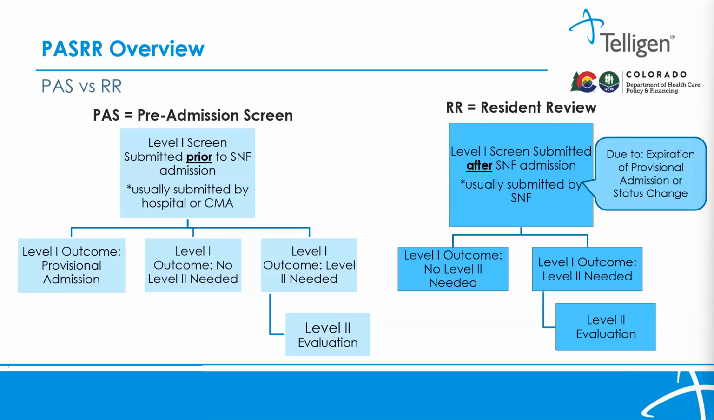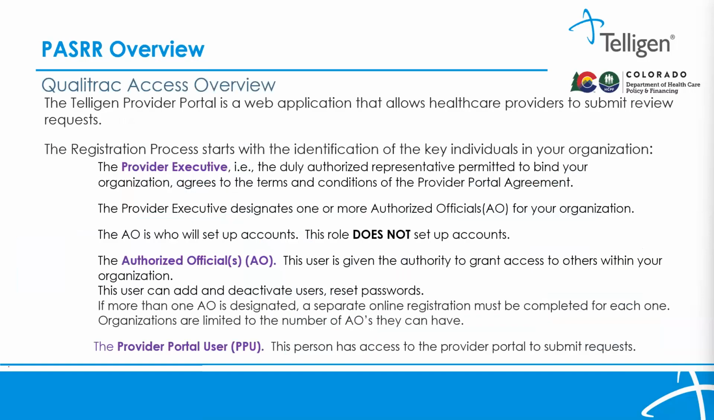So with the PAS, you can see the 3 outcomes after you submit the level 1 screen. The first one is you may have a provisional admission, which we will discuss later in the training. You may have a level 1 outcome with no level 2 needed, and that's all that's required. Or you may have the last one, which is a level 2 needed, and that's when we begin the level 2 evaluation process. So now I'm going to pass it to Pam, who's going to cover the Qualitrac access.